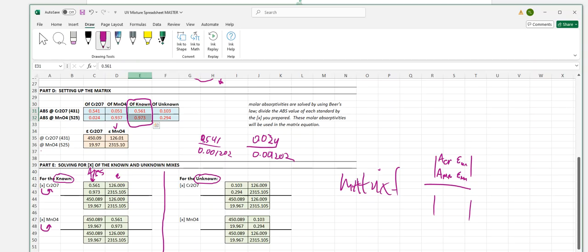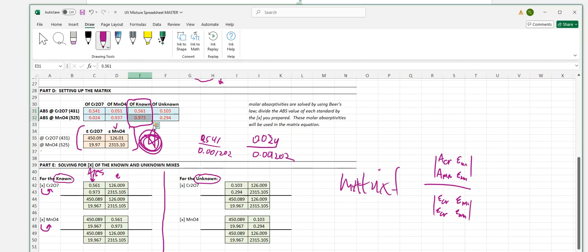The bottom is really just your molar absorptivity table together as a whole, in the way that it's ordered. So again, molar absorptivity of chrome at one wavelength and at the other, and then molar absorptivity of manganese, again at the low and the high value. That table looks identical to the table that you presented up here at the top.